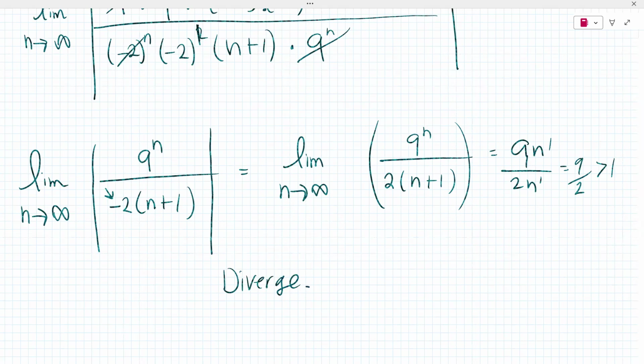Okay, so yeah, that is the ratio test. And the next test would be the root test. Okay, I'm going to stop here.